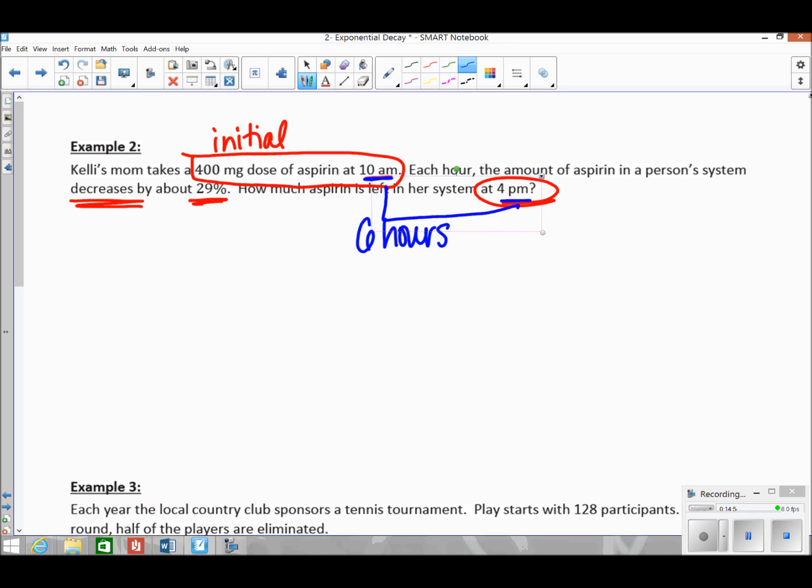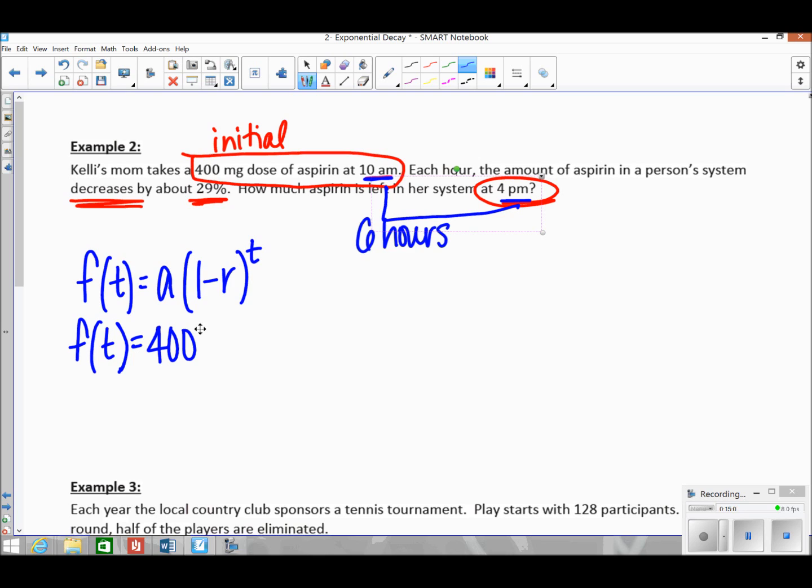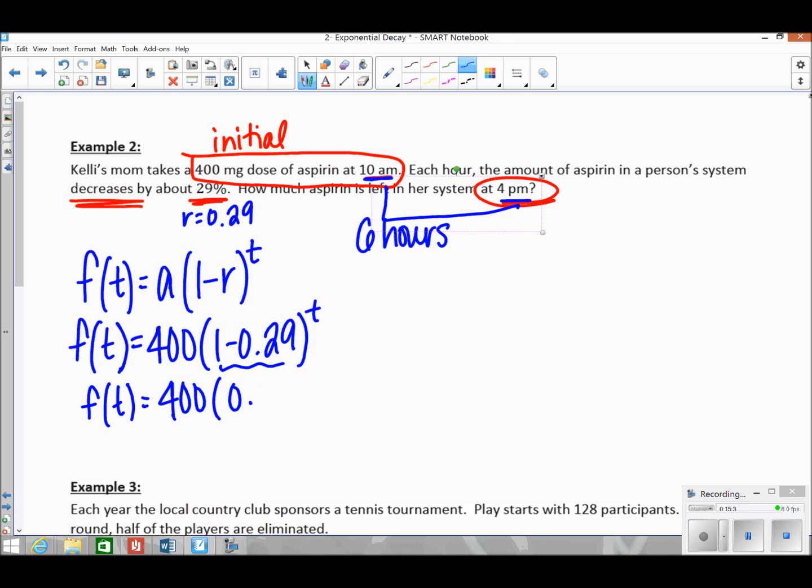So we're going to set up our formula. Our formula that we're going to use is the percent formula. So A times (1 minus r) to the t. Our initial, we said, was going to be 400. The rate is going to be 0.29 because you're moving that decimal place over 2 places. You can also think of it as dividing by 100 if you're trying to go from a percent to a decimal. So when we actually subtract these, we get 400, and then subtract the inside here, you get 0.71.